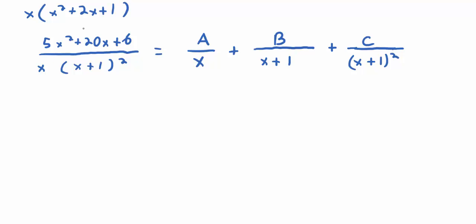Let me ask you guys. I'm not going to do this, but what if it were x plus 1 to the third power instead? Then you would have all this and more. What else would you have? You'd have another term, D over x plus 1 cubed. And so whatever that power on x plus 1 is, you would have a term for each power less than that.